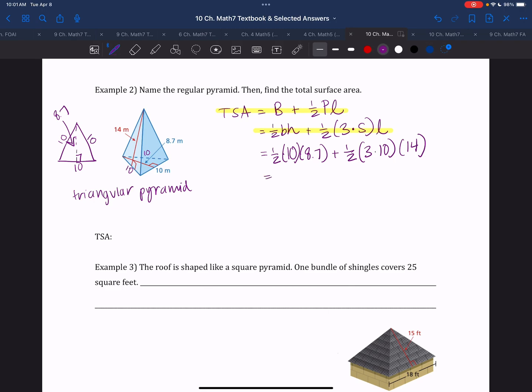So now I compute. I'm going to cross cancel here and get my calculator. All right, so 43.5 plus, cross cancel here, 3 times 5 is 15, times 14 is 210. Now I add those together, and I get 253.5. And then make sure that you use the correct unit, which is meters squared.